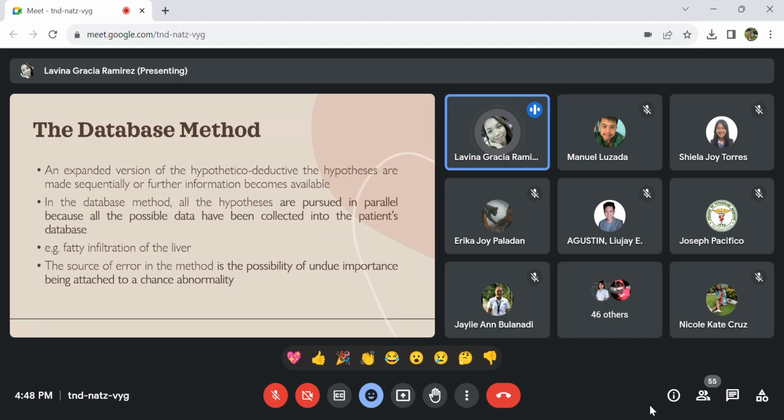Okay, what else? This is an expanded version of the hypothetico-deductive hypothesis, which is made sequentially, especially if information is available. So all the hypotheses are pursued in parallel because all the data have been collected into the patient's database. Example, for a condition like fatty infiltration of the liver, you check whether it is an inflammatory or non-inflammatory cause.